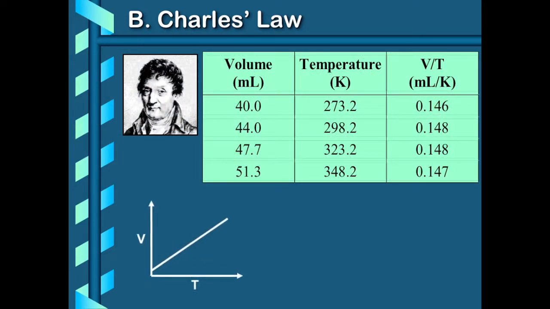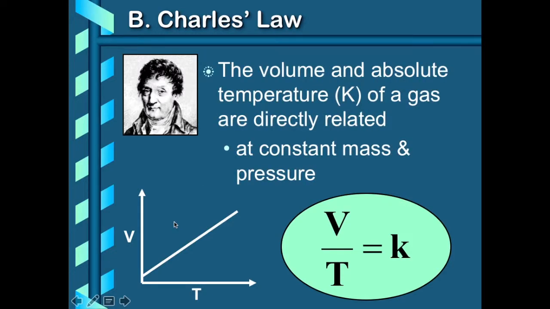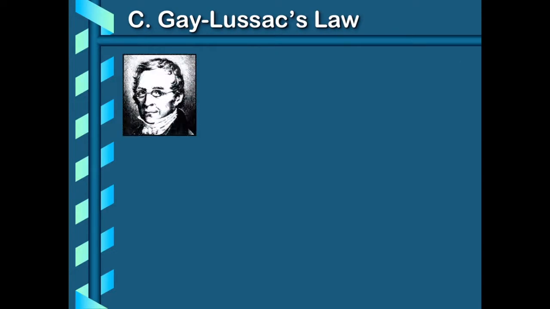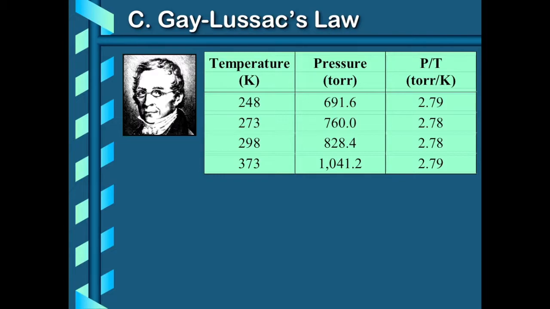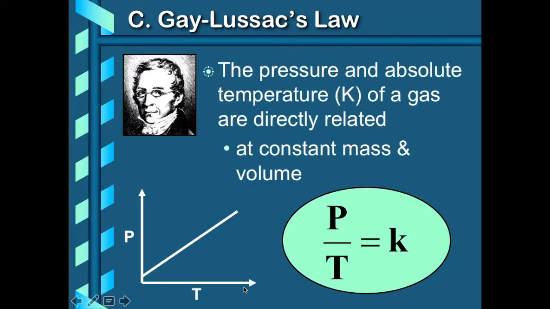Now for Charles' law, direct proportion: as we increase the volume, the temperature will also increase, and therefore the ratio is a constant. So this will be the graph of a direct proportion. The volume and absolute temperature of a gas are directly related at constant mass and pressure. For Gay-Lussac's law, we have temperature and pressure, wherein as the temperature increases, the pressure will increase. The pressure and absolute temperature of a gas are directly related at constant mass and volume.